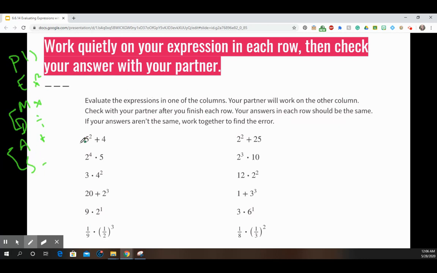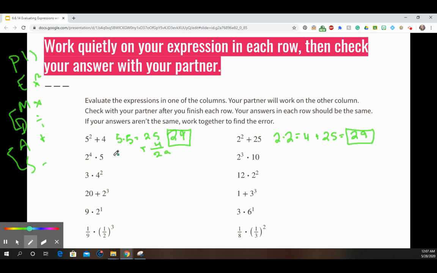So we see the exponent here first. So I'm going to start with 5 times 5, and I'll get 25. Then I'm going to add the 4, and I'll get 29. So for this one, you should have gotten 29. Moving across, I have an exponent first, so I'm going to solve that first. 2 times 2 is going to be 4. And then I'm going to add the 25. And I will again get 29. So I know I got this correct. Yay! Okay. All right, let's move on.